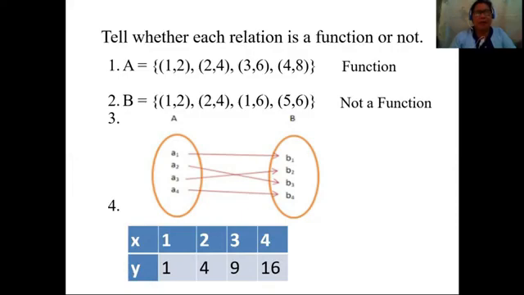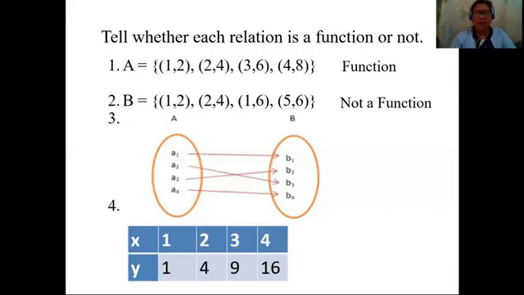Number 3. Look at the arrow diagram. We have set A with elements A sub 1, A sub 2, A sub 3, A sub 4. Then set B, B sub 1, B sub 2, B sub 3, and B sub 4. A sub 1 is paired with B sub 1, A sub 2 is paired with B sub 3, A sub 3 is paired with B sub 2, and A sub 4 is paired with B sub 4. Then how do you consider this relation? Is it a function or not a function?